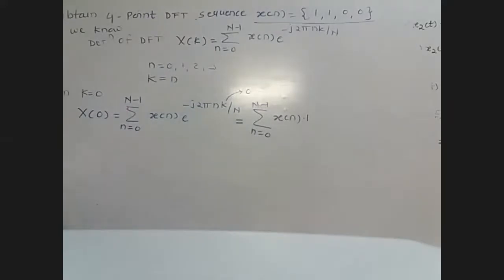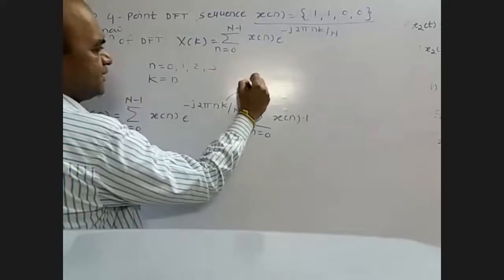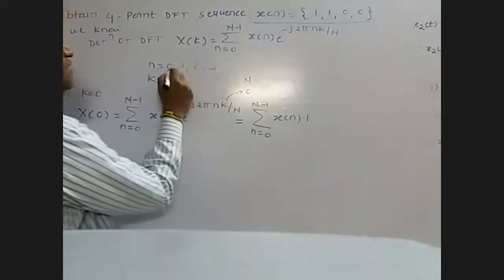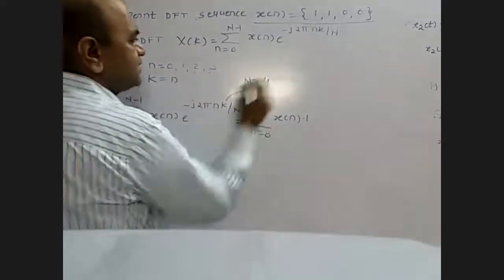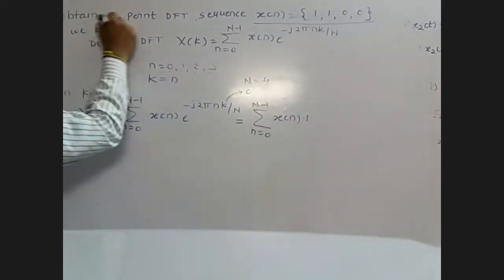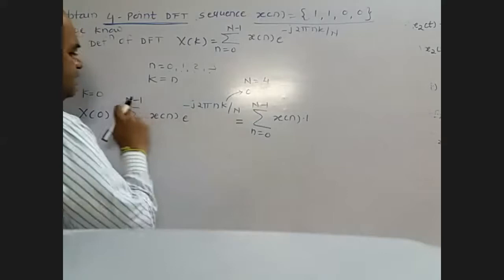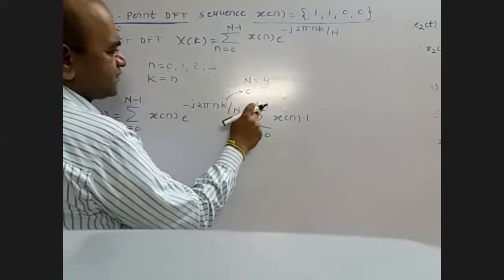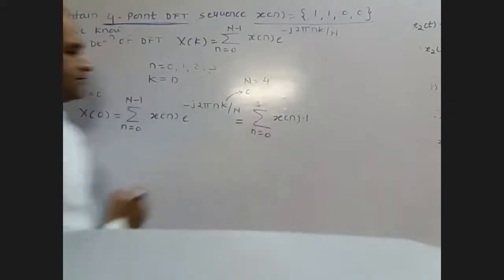And here the value of n. What is the value of n? N is totally dependent on these points 1, 2, 3, 4, so it is a 4-point DFT sequence. This is already given in your problem, so the value of n is 4. So we are replacing this n by 4, and 4 minus 1 becomes 3.